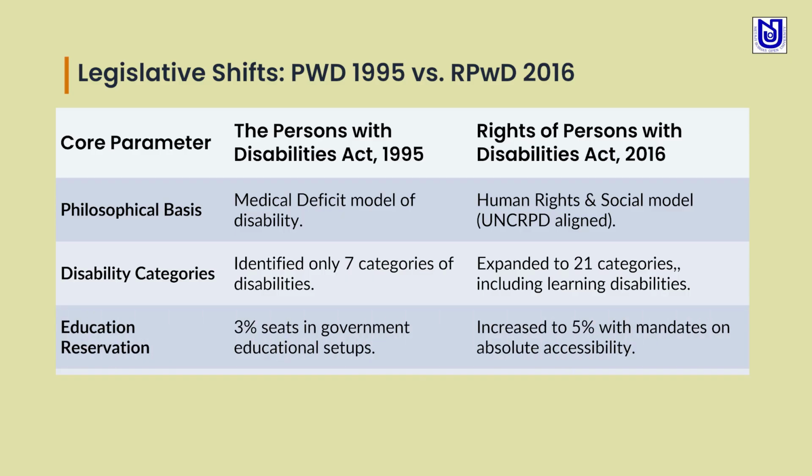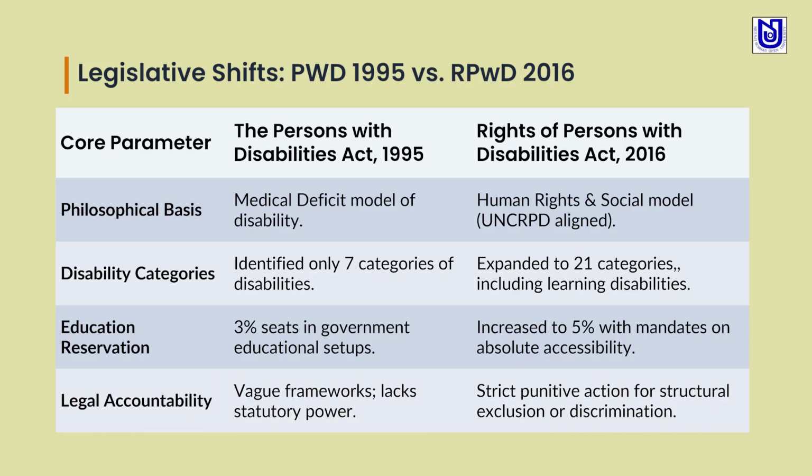Also, the reservation which was provided under the PWD Act was only 3%, which was increased under the RPWD Act up to 5%, mandating absolute accessibility in education. And finally, the Persons with Disabilities Act of 1995 was a vague framework and lacked any statutory power for implementation, whereas the Rights of Persons with Disabilities Act of 2016 has strict punitive actions for structural exclusions or discrimination, thereby implementing inclusion in a much more just and rigorous fashion.